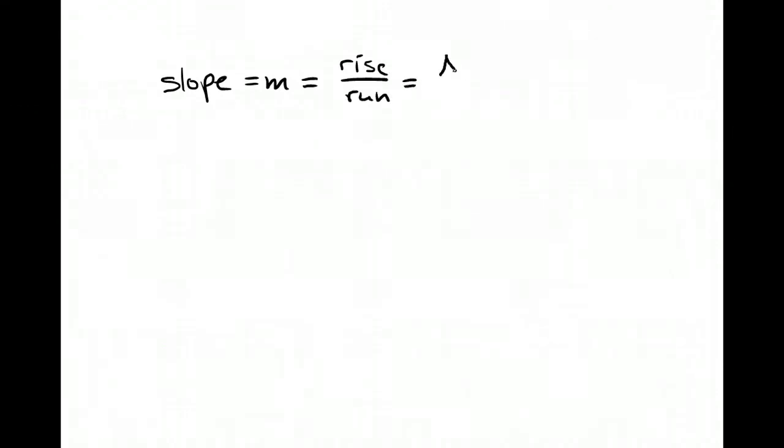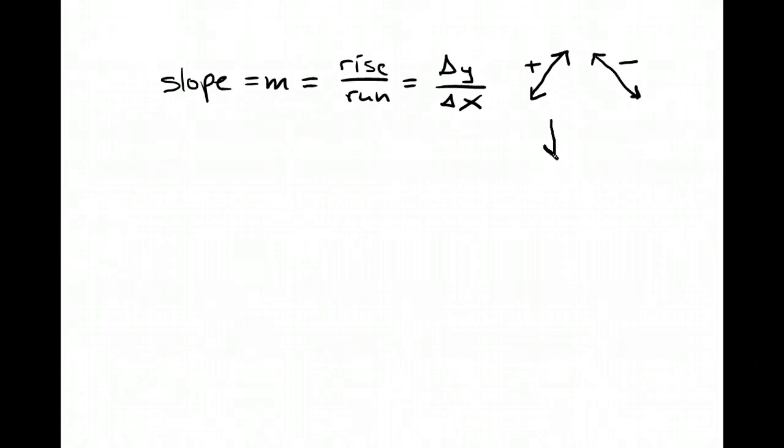So in summary, the slope, which we use the letter M for, is going to be the rise over the run. And the way that we find that is we subtract the y's on the top and we subtract the x's on the bottom. If we get a positive number, then the slope is going uphill. If we get a negative number, the slope is going downhill.